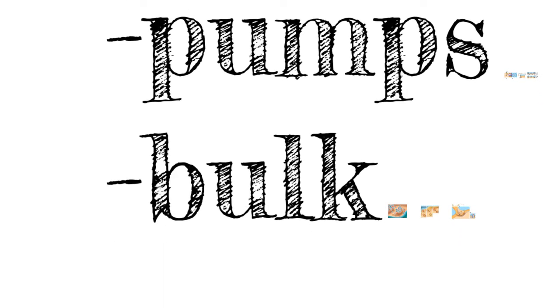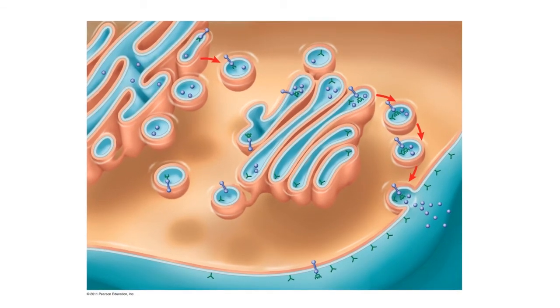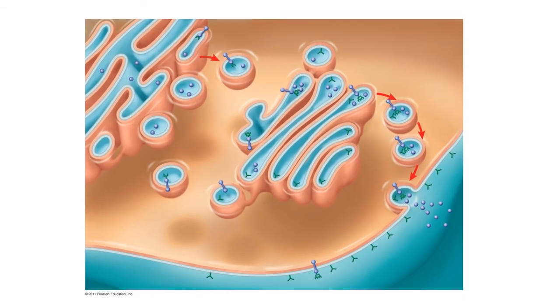Here we go. Pumps are anything that are going to be moving molecules from an area of low concentration to high across the membrane. But remember, there was another type of active transport. In this case is bulk. And to understand bulk transport, we need to take a look at the endomembrane system.